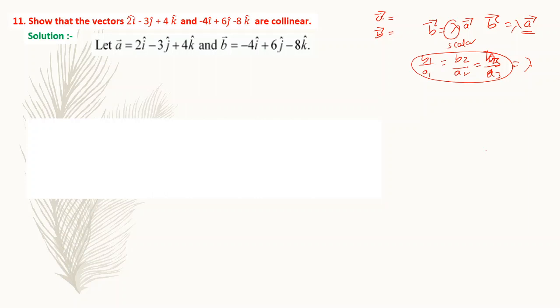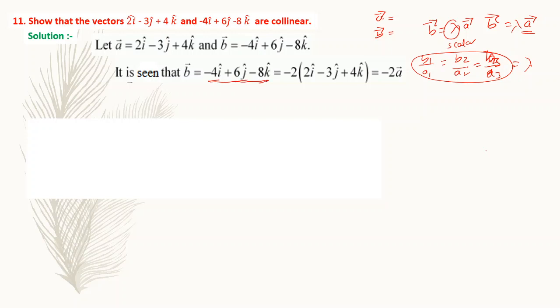Let me take here vector B, which is minus 4i plus 6j minus 8k. Just take the minus 2. I think here also there is something common, so minus 2 is common. Correct? Take it outside. When you take minus 2 outside, what is left out here? 2i is left out, minus 3j is left out, and 4k is left out. Now this is nothing but minus 2 into 2i minus 3j plus 4k.